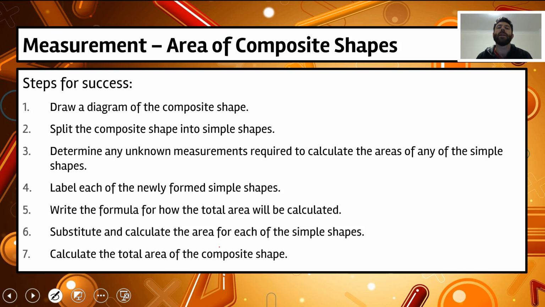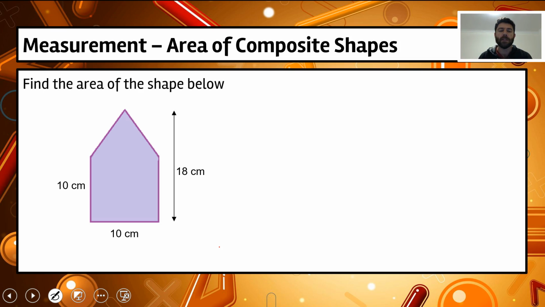We're then going to write down the formula for how we're going to calculate the total area. So, area A plus area B plus area C, whatever it might be with the question that you need to answer. We're then going to substitute and calculate the area for each of those simple shapes. So we'll do those separately. And in the last step, we're going to calculate the total area of the composite shape by doing the calculation with those areas. All right, so we'll have a look at some examples.